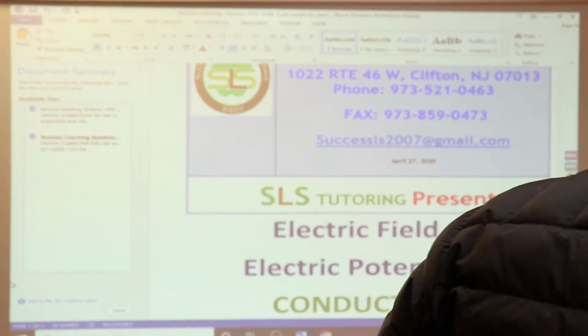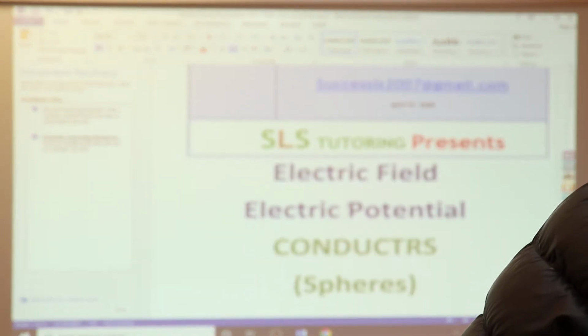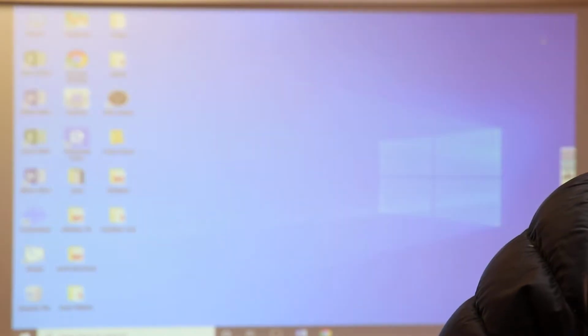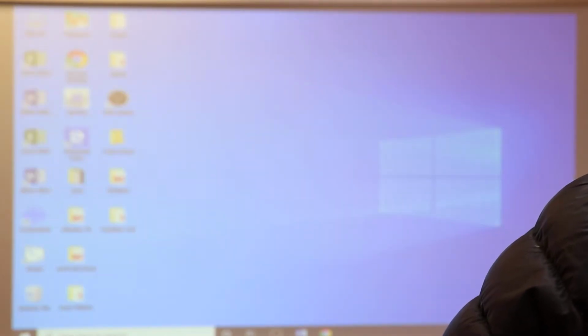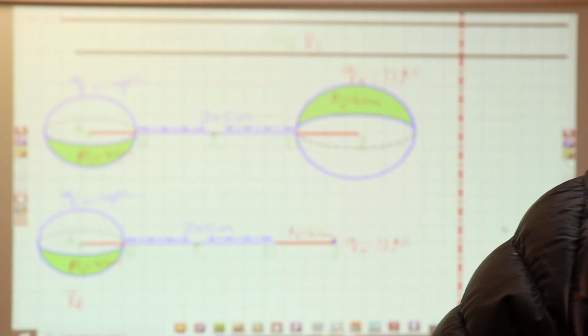Okay, we'll be back to you today and we will do some problems about electric field and electric potential for conductors. Our example is about spheres, as we did before. Let us start and solve two problems, and I think these two problems will make the concept clear.